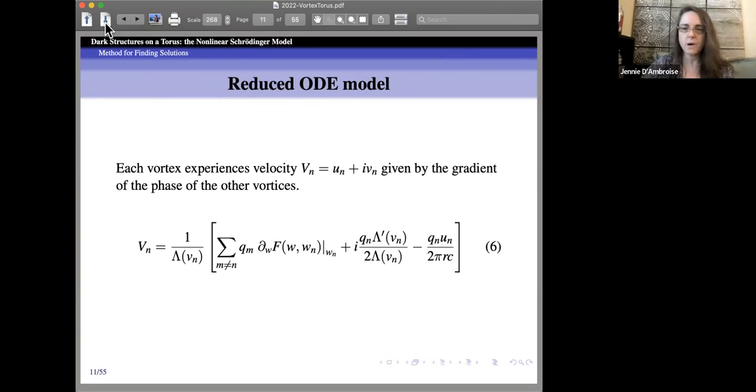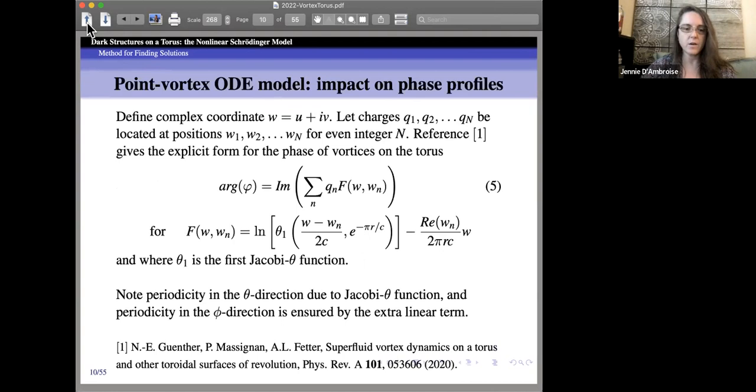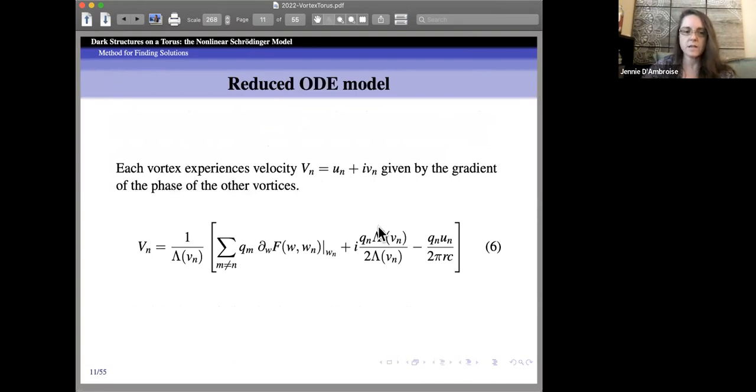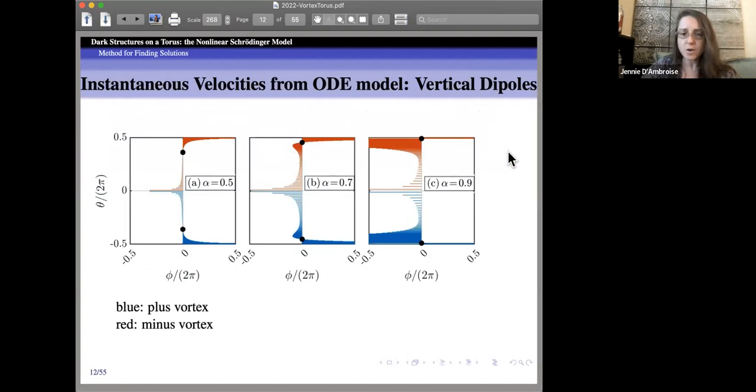So in the reduced ODE model, in the point vortex model, each vortex experiences the velocity given by the gradient of the other vortices. And using this phase profile here, from Feder and collaborators, you have this expression for the velocity in the reduced ODE model. So looking at just the ODE model, this here is a plot of the velocity that you see in the ODE model. And now I'll start to differentiate between the different types of solutions that we're going to be looking at. The first type of solution is the vertical dipole.